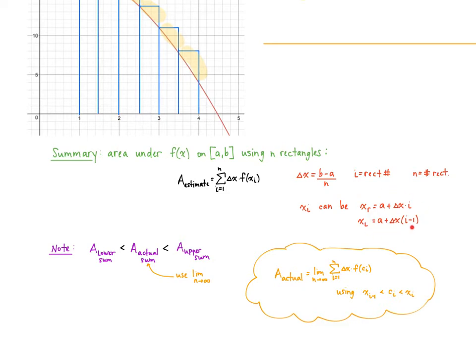x sub i can be either x sub R or x sub L, depending if we want right endpoints or left endpoints, and we have these here. Another thing we should note is that the area of the lower sum is going to be less than the actual area, which is going to be less than the area of the upper sum.